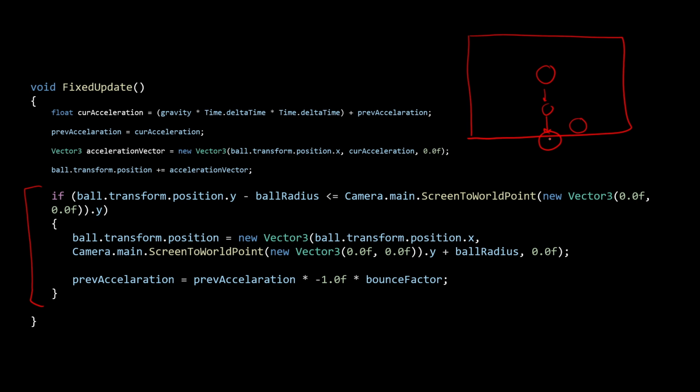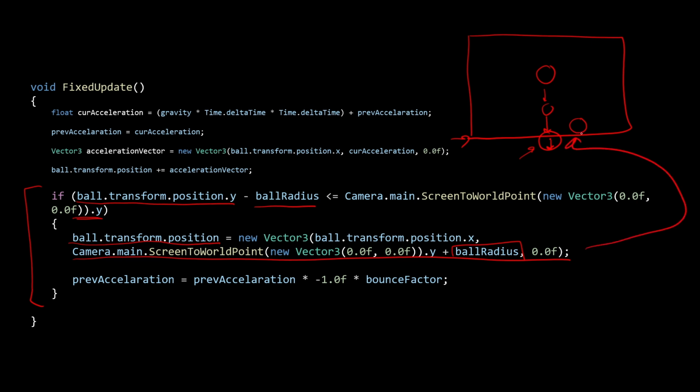To do that, we'll find the center of the ball, which is given by ball.transform.position.y. We'll subtract the radius from it, and we'll check if that scalar is less than or equal to the bottom of this window. And we get that by using Camera.main.ScreenToWorldPoint, and we're just checking the bottom of the screen over there. So if it did surpass, like it did over here, what we'll do is set the ball transform.position to the bottom edge of the window minus the ball radius. So essentially we're just moving it back up to hitting the bottom of the window.